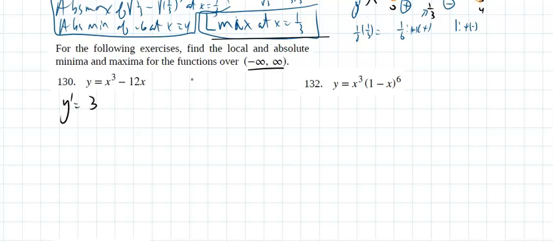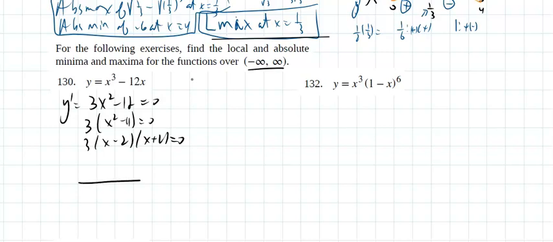What's y prime? That's 3x squared minus 12. So obviously this cannot be undefined. Where does that equal 0? You factor a 3 out, or however you want to do it. That will be x squared minus 4 equal to 0. So 3 times (x minus 2) times (x plus 2) equal to 0. So we have critical numbers are -2 and 2.